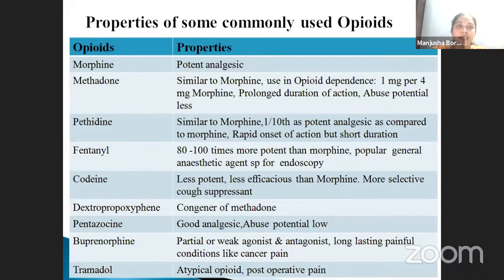This chart summarizes the different properties of commonly used opioids. We have morphine, which is a potent analgesic. Then methadone, similar to morphine. Pethidine, similar to morphine, and one-tenth as potent an analgesic. Fentanyl, codeine, pentazocine, then tramadol.